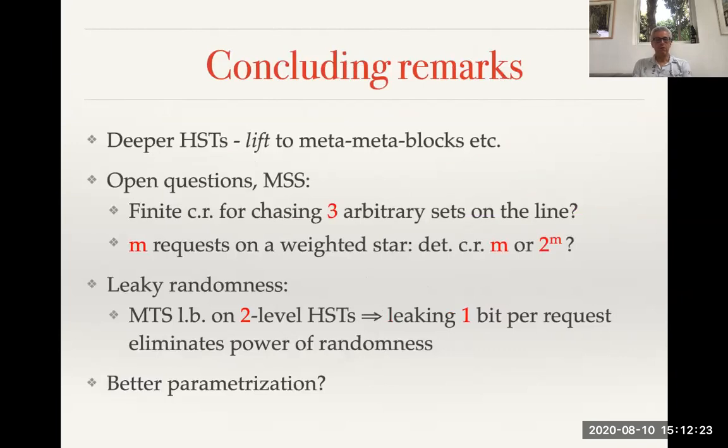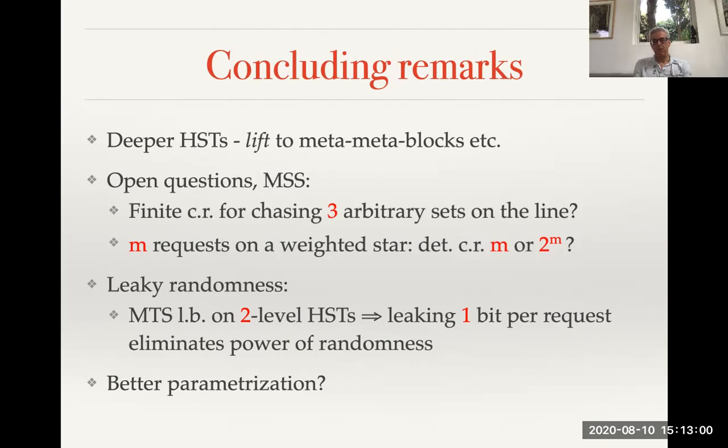Finally, a few concluding remarks. This last lower bound can be lifted to deeper HSTs by considering meta-meta blocks and so forth. There are some interesting open questions here that we haven't sorted out, mostly about metrical service systems. So here are 2 of them. First of all, what happens with metrical service systems on infinite sets? So take the real line, for instance.